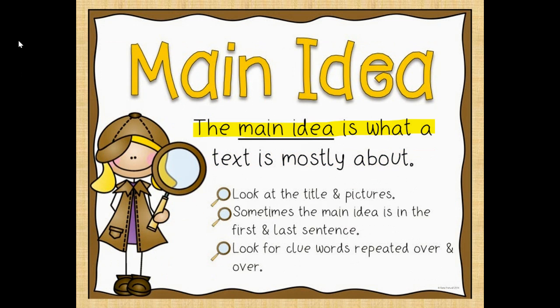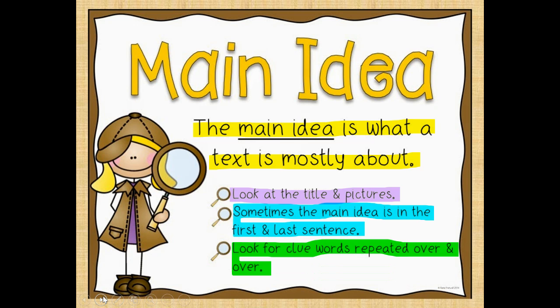Also, main idea. The main idea is what the text is mostly about. Look at the title of the text and pictures. Sometimes the main idea is in the first and last sentence of the book or paragraph. And look for clue words repeated over and over. And our title is At Home in the Ocean.